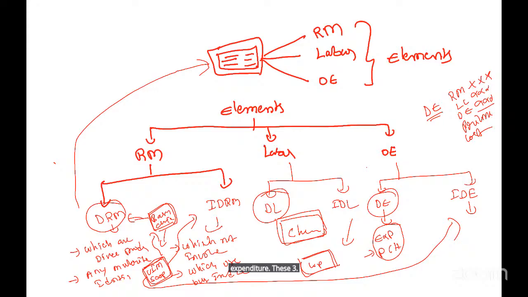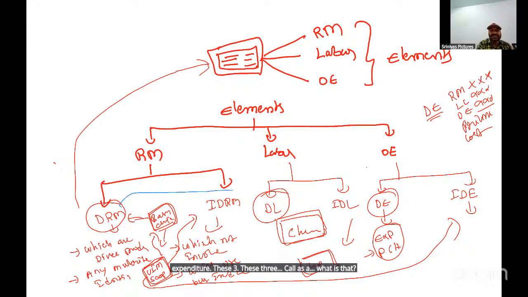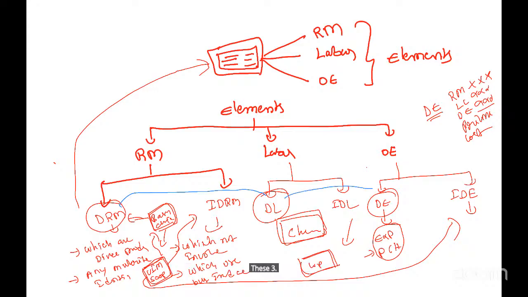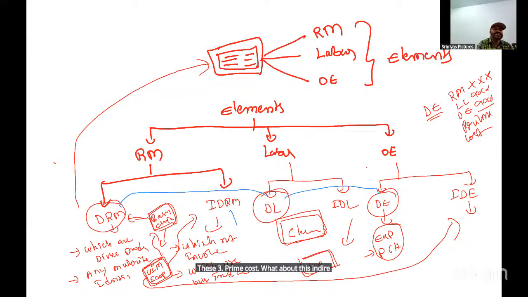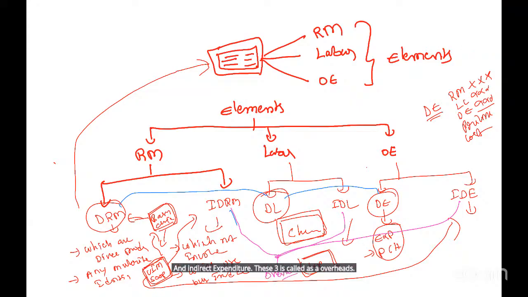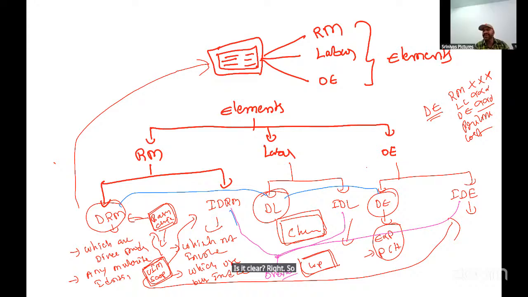These three are called prime cost. What about indirect expenditure? Indirect material plus indirect labor and indirect expenditure. These three are called overheads. Overheads. Is it clear? Yes, sir. So these are the elements of cost.